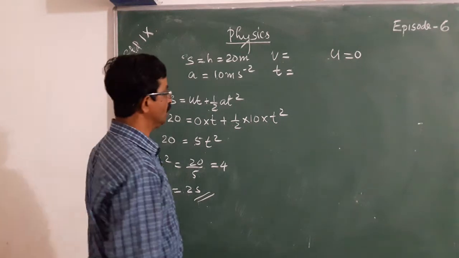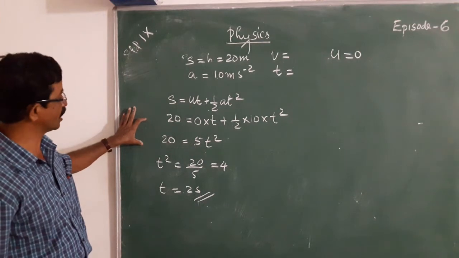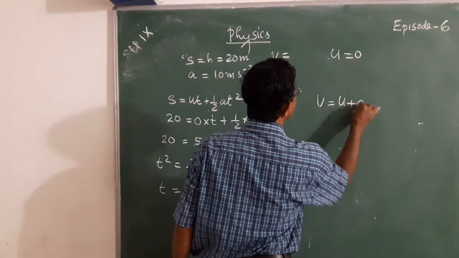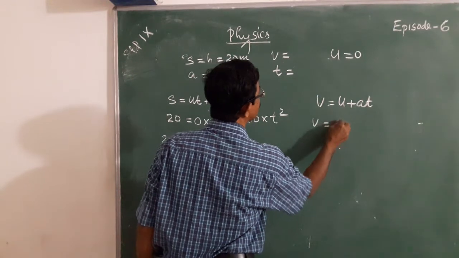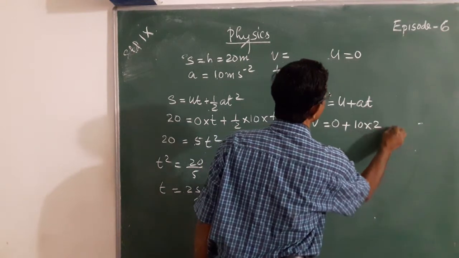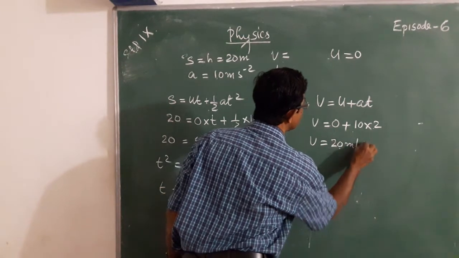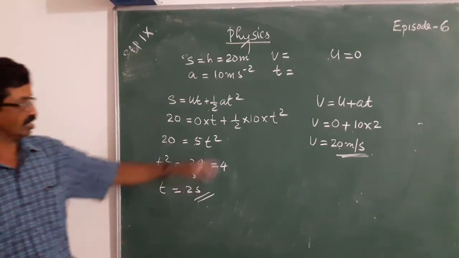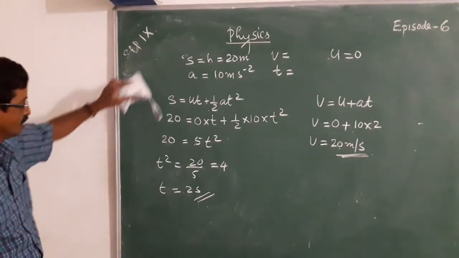Then we want to find out its velocity when it strikes the ground. By using this relation, v is equal to u plus a t. V is equal to 0 plus 10 into t, that is 2. That is v is equal to 10 into 2, 20 meters per second. That is the velocity with which that body strikes the ground. The velocity with which the body strikes the ground is equal to 20 meters per second.